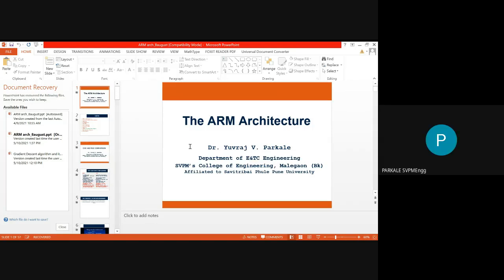Okay, so in this lecture, we are going to see the ARM architecture. Okay, so the agenda for the lecture is a comparison of RISC versus CISC. Then compare von Neumann versus Harvard bus architecture. Then to see some introduction to ARM, that is some ARM history.